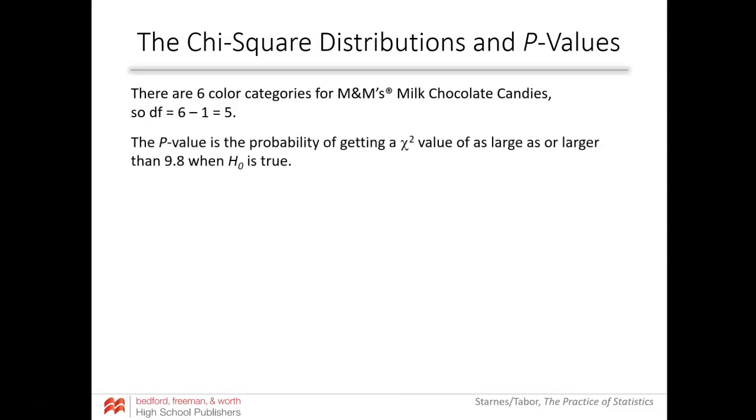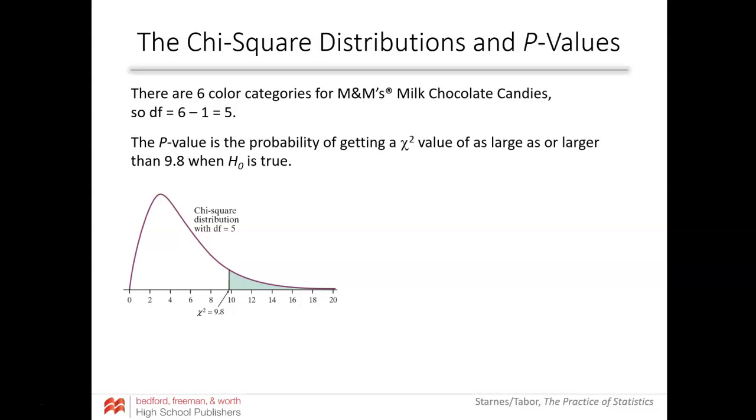So the p-value is the probability of getting a chi-square value as large or even larger than 9.8 when the null hypothesis is true. So remember, the p-value is the probability of just getting that value or more extreme than that value, just simply by random chance. So the idea is still the same. If the p is small, we're going to reject the null, because if there's a low probability of that occurring by chance, then that means that was a significant piece of evidence for us.